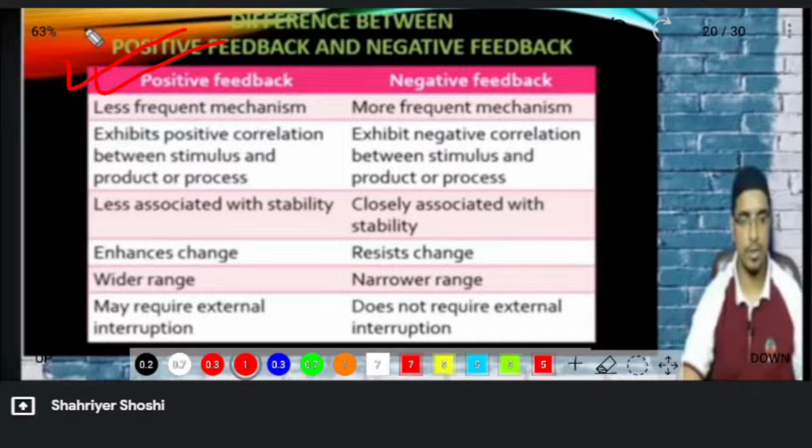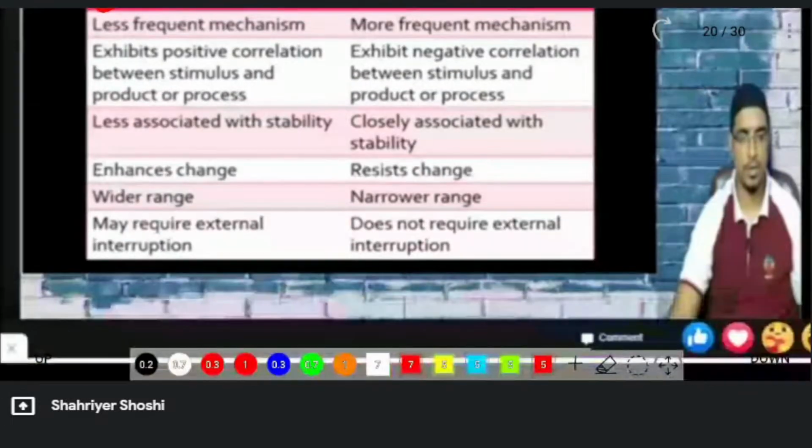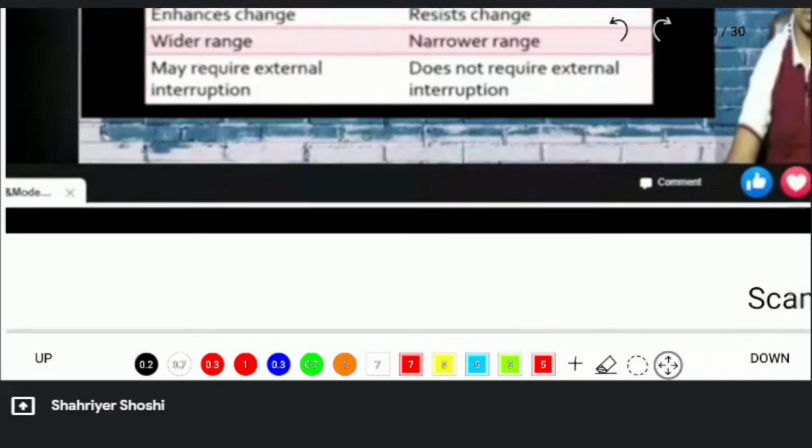The positive feedback is a less frequent mechanism, exhibits positive correlation between stimulus and product, is less associated with stability, enhances changes, has a wider range, and may require external interruption. That's just basic differences. You have to memorize this actually.